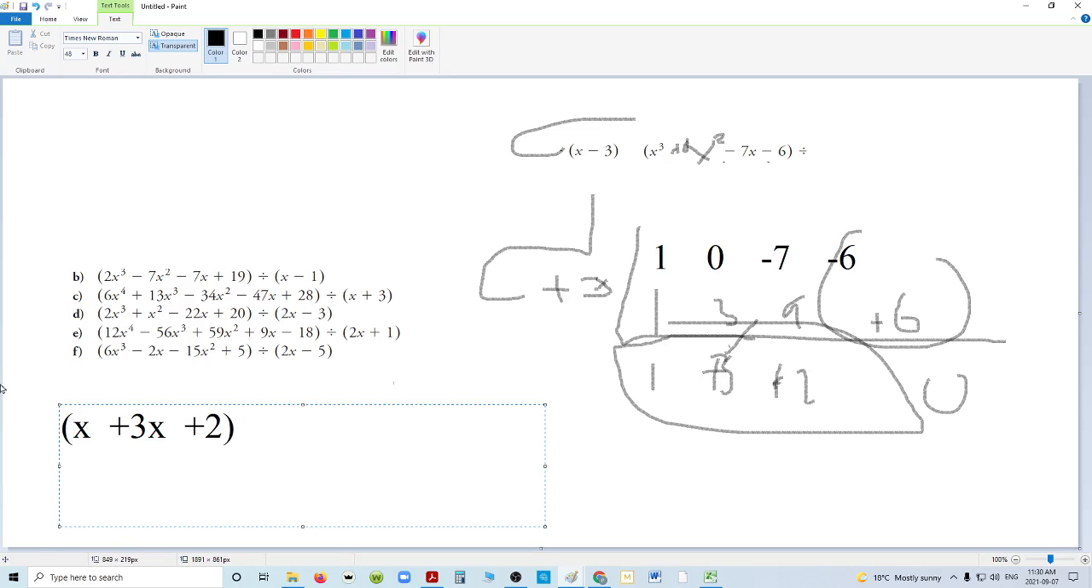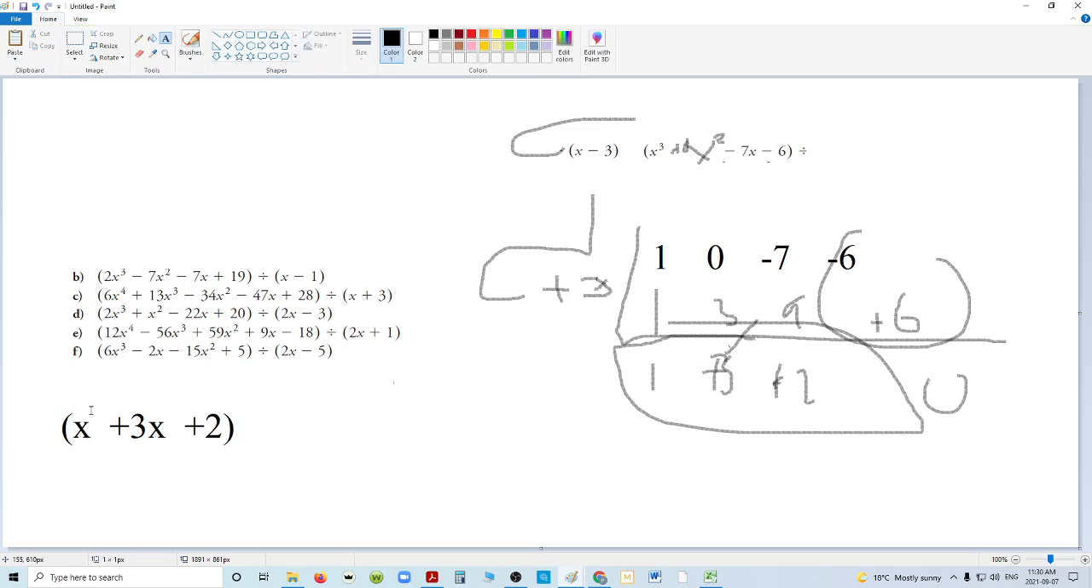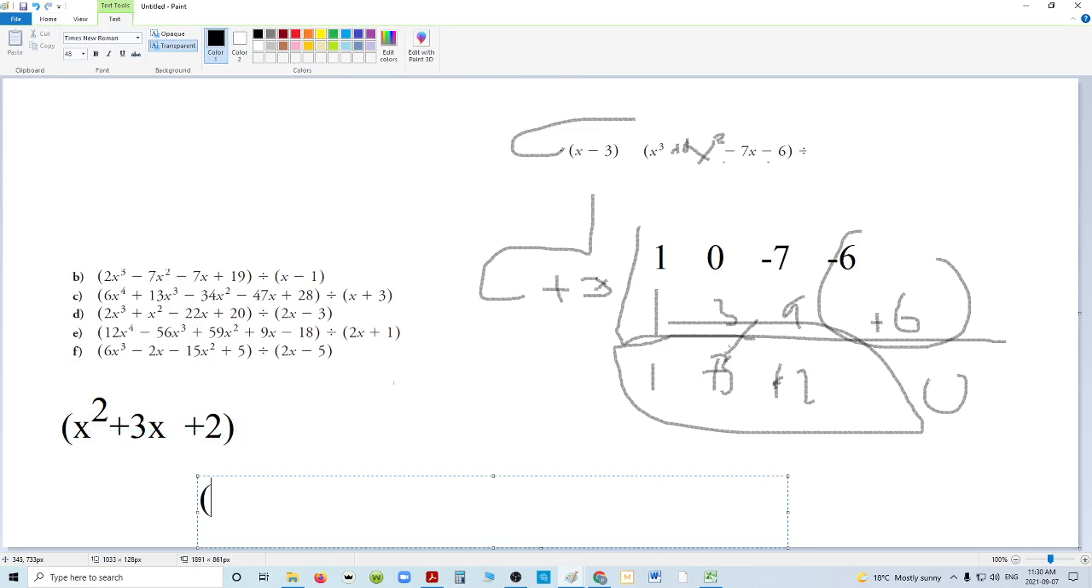And don't forget my x squared. Now you might also ask yourself, can this be factored further? It's a parabola. It can. It's x plus 2, x plus 1. So we can see the full factors are x plus 3, x plus 1, and x plus 2, which means these will all have x-intercepts at minus 3 comma 0, minus 2 comma 0, and minus 1 comma 0.